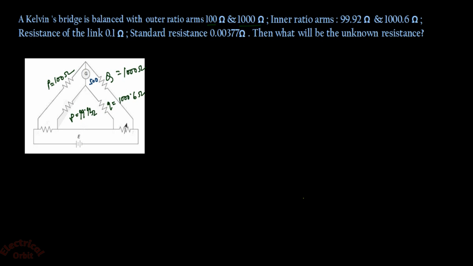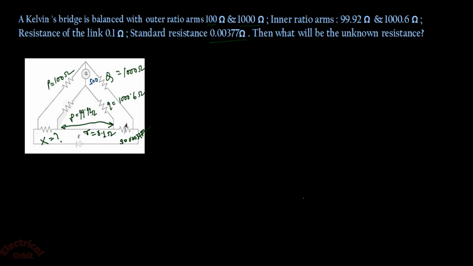The resistance in the link is 0.1 ohm. Now what is the link resistance? As I have said earlier, this is the link resistance R, this branch. So link resistance is given here 0.1 ohm and the standard resistance, that is S, is equal to 0.00377 ohm. Now what is the value of this unknown resistance, that is X?